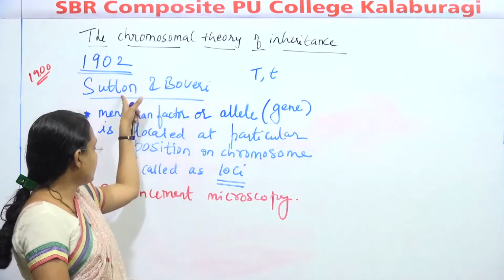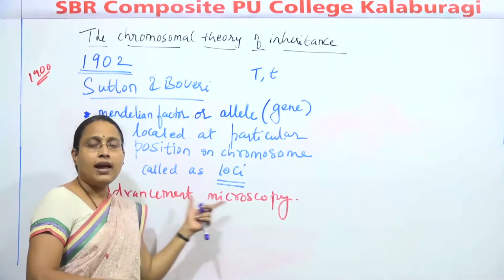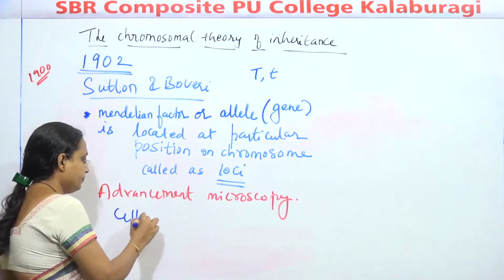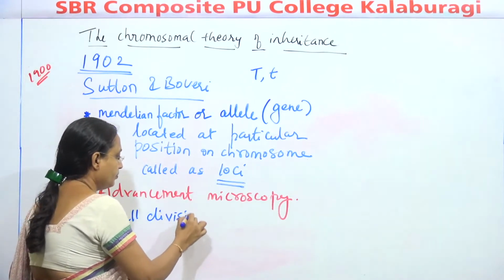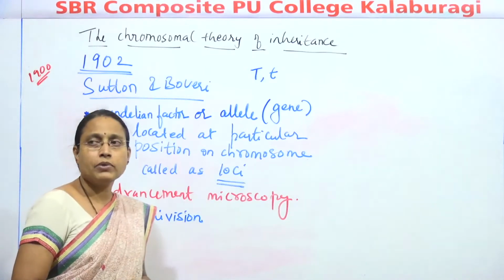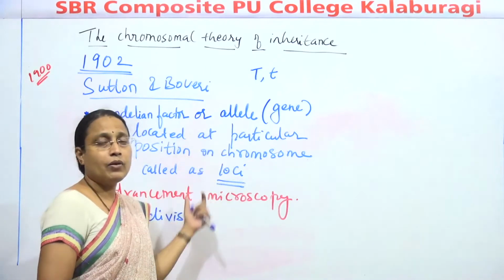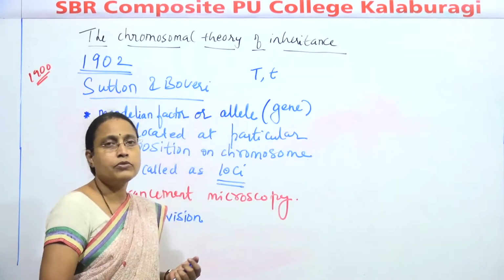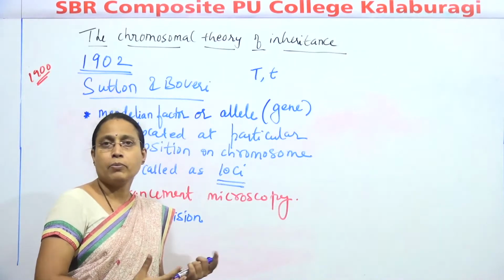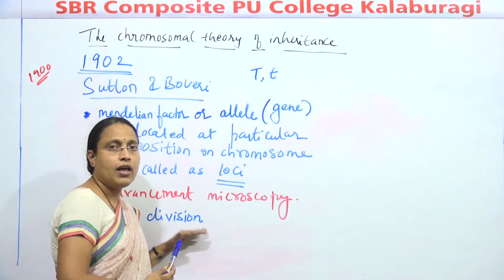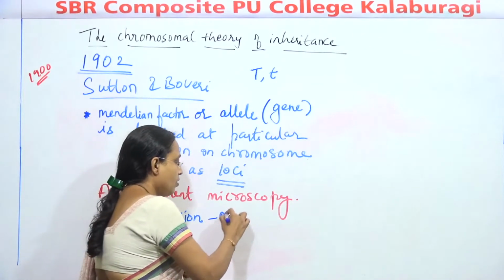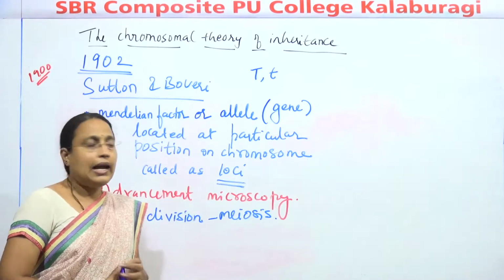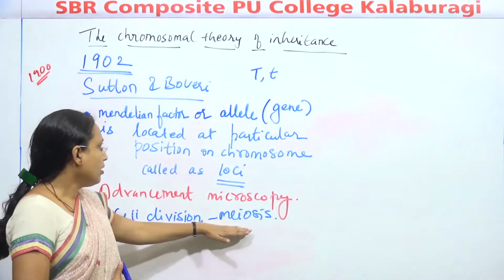Those who studied this were Sutton and Boveri. They used microscopes and started studying the details of cell division. You know that cell division is of two types, mitosis and meiosis, but they mainly focused on meiosis, because inheritance, the passing of characters from parents to offspring, happens through gametes, and gametes are produced through meiosis. So they gave more emphasis to meiosis. This is how they studied.